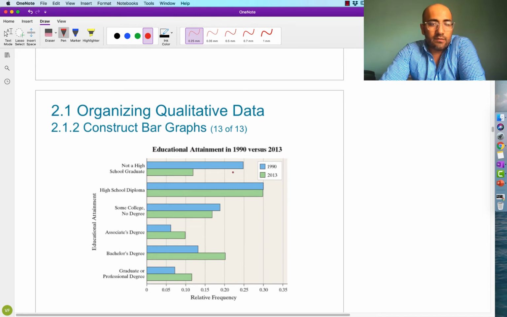So if we took a snapshot of 1990, there's a lot of people that categorize themselves as not a high school graduate, right? By 2013, there's a lot less people that categorize themselves as not a high school graduate. And so that proportion of people, that population, we can see has been pushed through the educational system. And a lot of them have been pushed into this, right? A lot of that percentage has been pushed up to the associate's, bachelor's, or graduate degree.